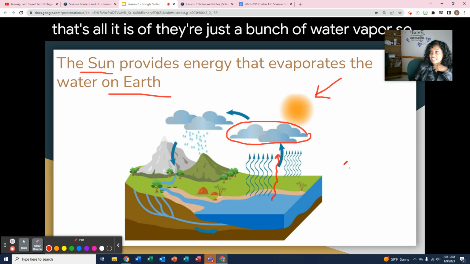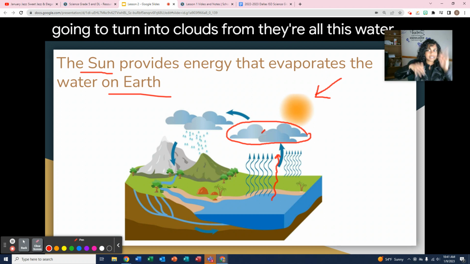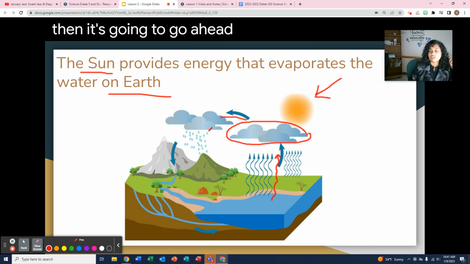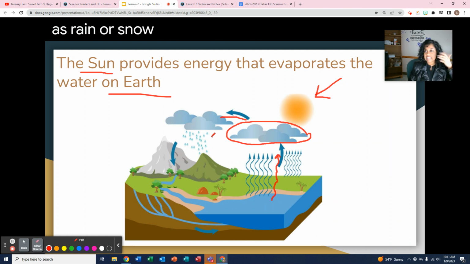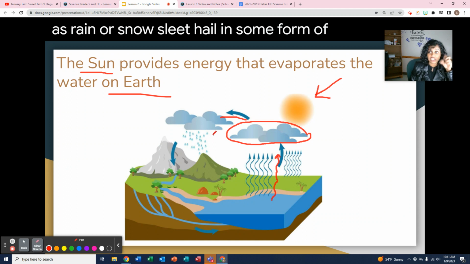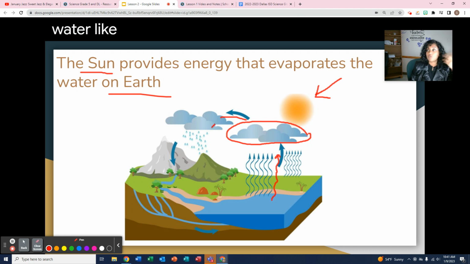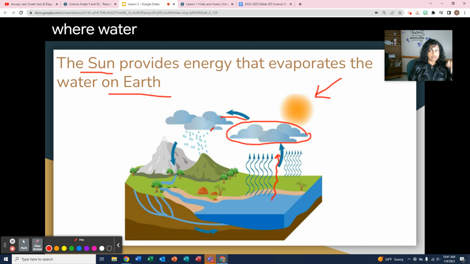When it gets up into the air, it's going to start getting colder, and then it's going to turn into clouds. From there, all this water is going to keep collecting, and then fall back down to the earth, either as rain, snow, sleet, or hail, in some form of water. It could be solid water like hail, like ice, or liquid water like rain. That process is called precipitation, where water falls from the sky. So it's going to precipitate down into the earth.